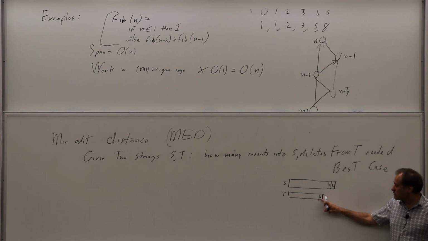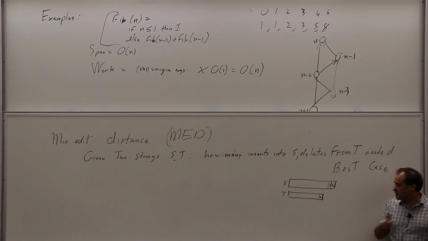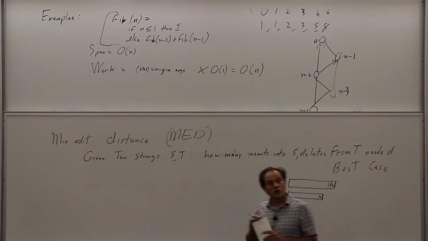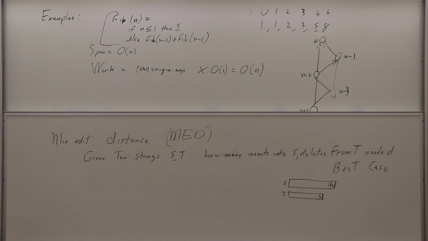Okay, so in order to convert from S to T, this one now ends in a B and that one now ends in an A. I either had to have at some point deleted this B or inserted that A. And those are the only two possibilities. And so what the recursive solution is going to be is we're going to take the best of the two.